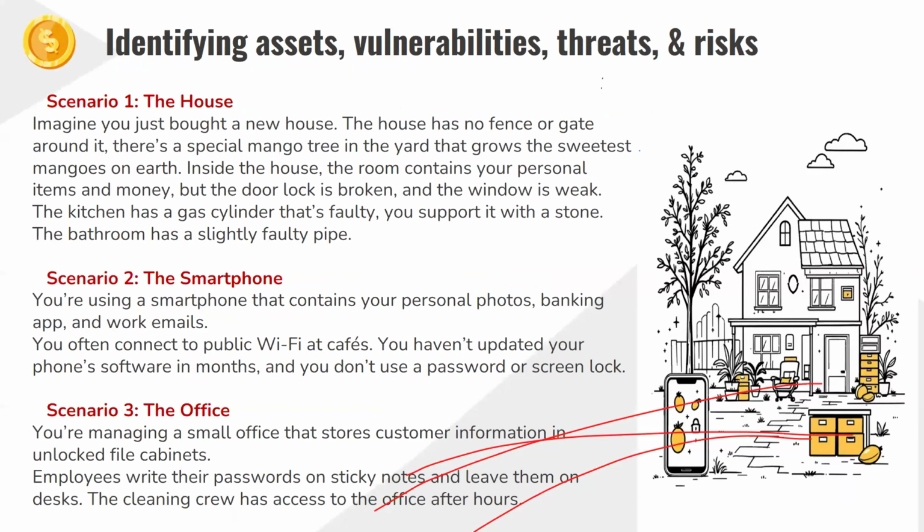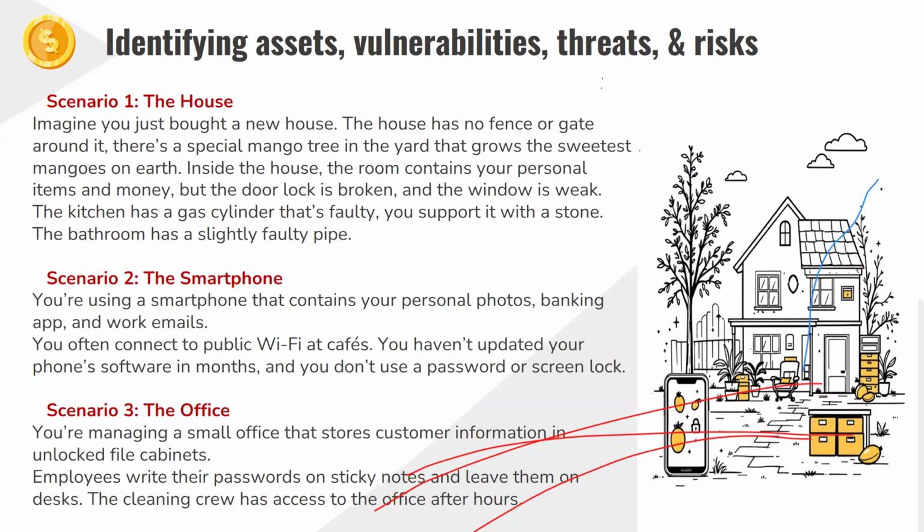The assets here first. The first scenario is, imagine you just bought a new house. The house has no fence or gate around it. There is a special mango tree in the yard that grows maybe the sweetest mango on earth. And inside the house, you have a room that contains your personal items and money, but the door lock is broken. Sorry, the window is weak. Your kitchen also has a faulty gas cylinder. Your bathroom has a slightly faulty pipe.